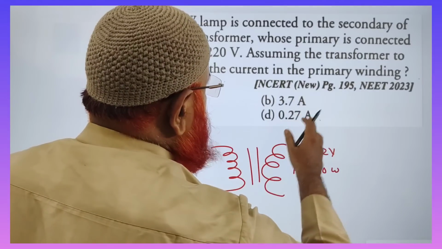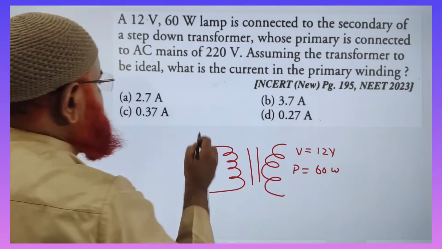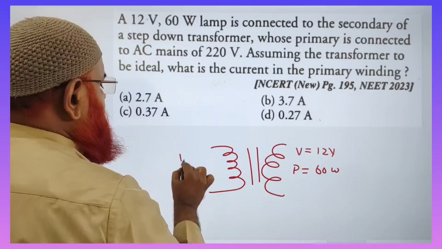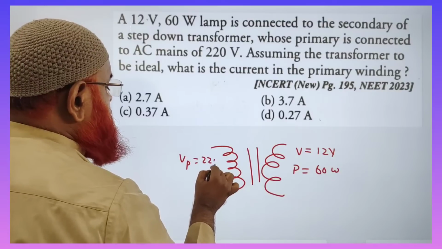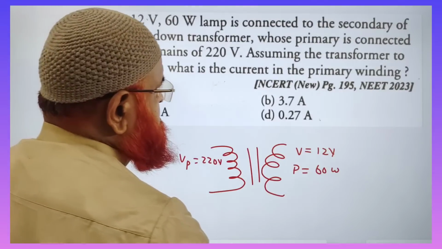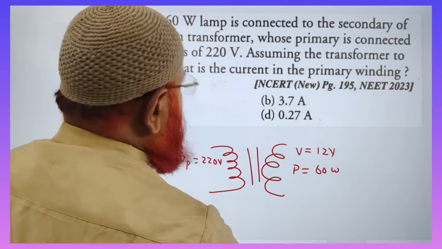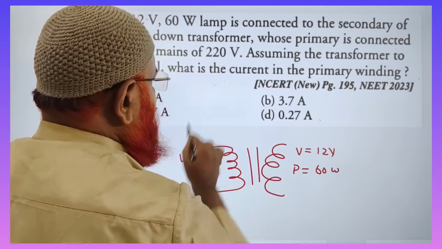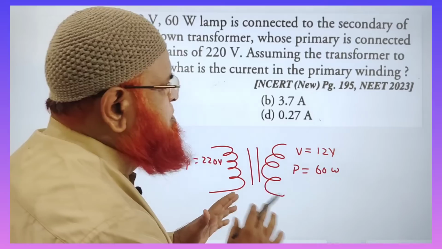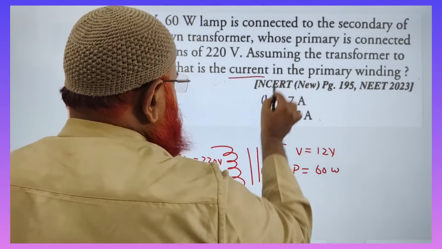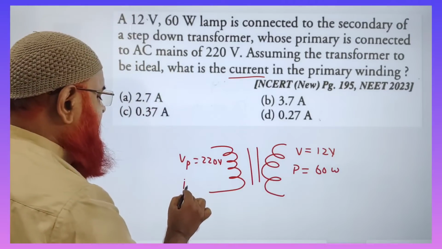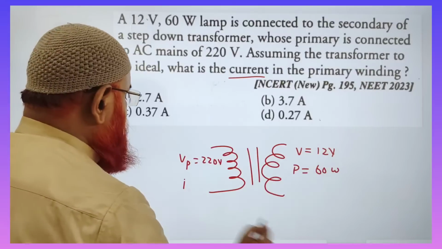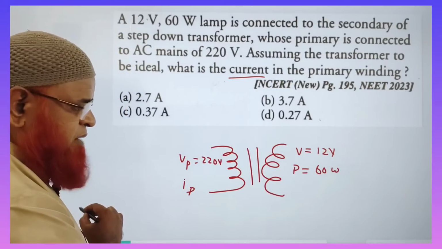And it is a step down transformer whose primary is connected to AC voltage. Here, how much? AC voltage at the primary is equal to 220 volts. Assuming the transformer to be ideal. An ideal transformer means there is no power loss. What is it asking? It is asking for the current in the primary, I in the primary.